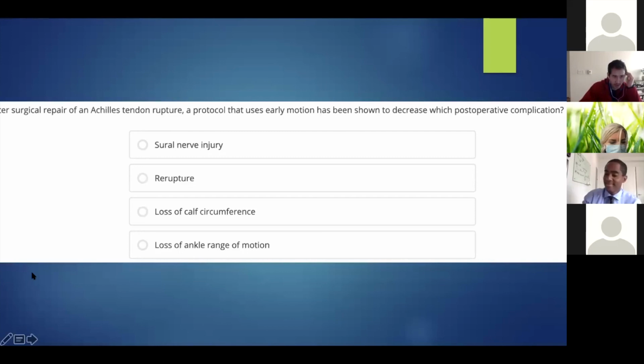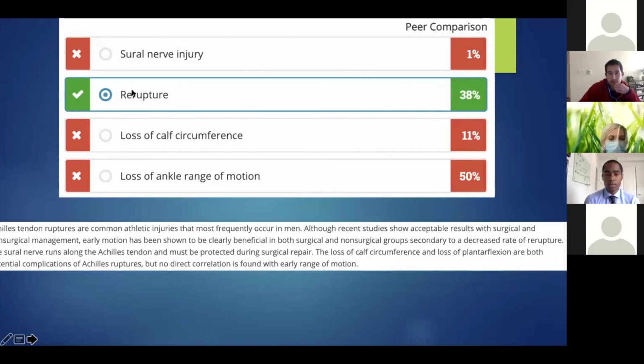Okay. So after surgical repair of an Achilles tendon rupture, a protocol that uses early motion has been shown to decrease which postoperative complication? It's not sural nerve injury. I don't think it's re-rupture. So it's either loss of calf circumference or loss of ankle range of motion. I'm guessing it's loss of ankle range of motion. But this is a tricky one too. You kind of just have to know, and again, we'll talk about it. But it actually is re-rupture. This is why we do early motion, early weight bearing. It's because we think that it actually decreases the re-rupture. Yeah, exactly, you would think that this would be the case. This is only because we haven't gone over this yet.